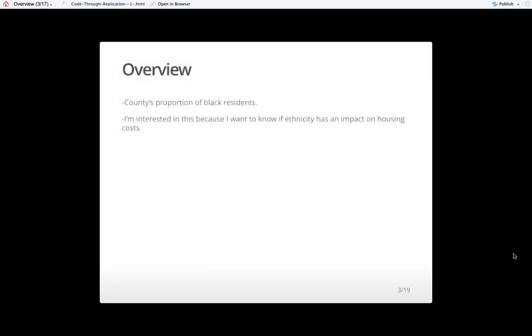Introduction. For the overview, it's the county's proportion of Black residents, and I'm interested in this because I want to know if ethnicity has an impact on housing costs.